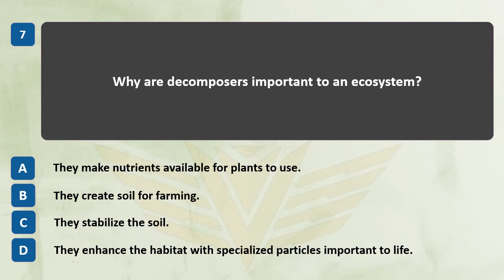Why are decomposers important to an ecosystem? A. They make nutrients available for plants to use. B. They create soil for farming. C. They stabilize the soil. D. They enhance the habitat with specialized particles important to life.